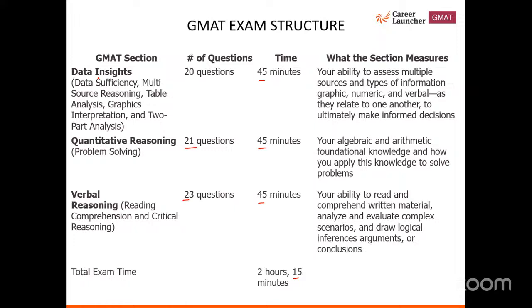And on the verbal section, reading comprehension and critical reasoning are the 2 question types. Grammar has been removed from the verbal section. So there is no sentence correction question type anymore. So this is what the entire test is going to be.